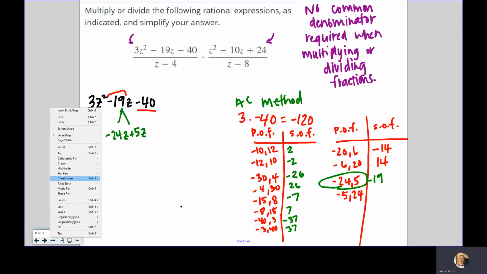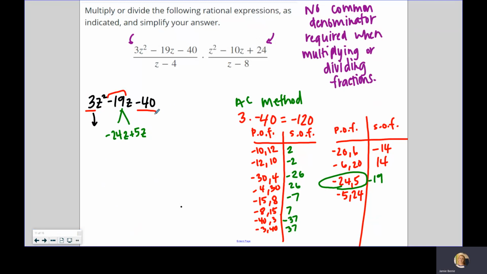Everything else just gets dropped down. So just drop this down, 3z squared, and then minus 40. All right, so now you have 4 terms, so you're going to factor by grouping. Group the first 2, group the second 2. Now you're looking for common factors. What's common in the first 2? 3z. So if you factor that out, you're left with z minus 8. All right, so you want to get another z minus 8 over here. So we could do that by factoring out a positive 5. That would leave us with a z minus 8.